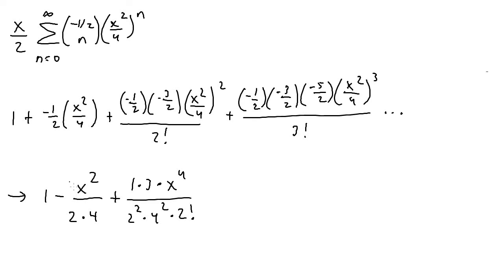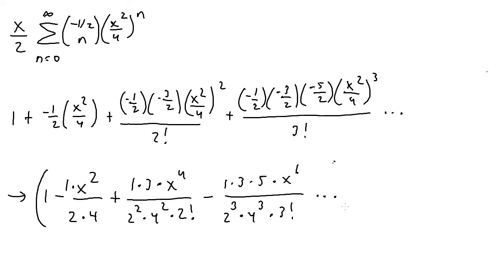And I also forgot, I've got to put the 1 times here. So 1 times x squared, then we have 1 times 3, so I can recognize the pattern. So next one we have 3 negatives, so there's going to be negative 1 times 3 times 5 times x squared cubed, which is x to the 6th, over, now we have 3 2's, so we have 2 cubed, times 4 cubed, times 3 factorial, and so forth. So now I'm going to multiply it by what we have as the constant outside, x over 2.